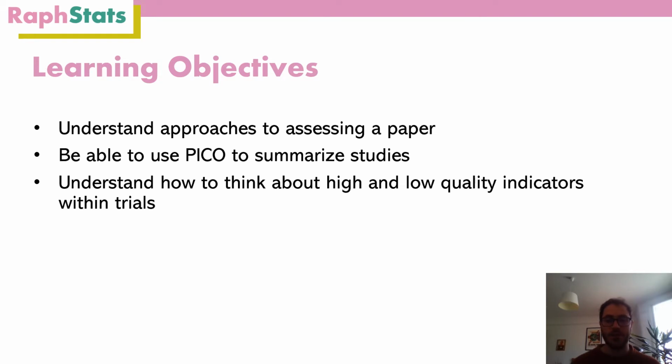So hopefully by the end of this lecture you'll understand a few different approaches to assessing a paper, be able to effectively use PICO as a method to summarise studies, and understand how to think about high and low quality indicators, and also maybe understand why these things are high and low quality indicators.